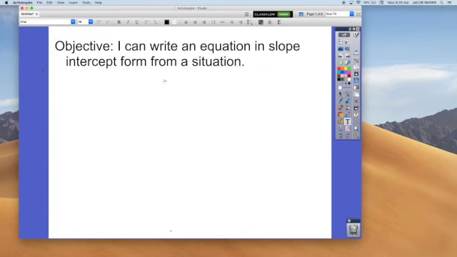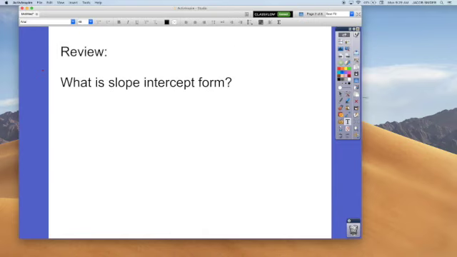Okay, so what we're going to do today is we've worked a lot last week with graphing and equations, right? With slope-intercept form. Today we're going to look at situations. And then tomorrow we're going to work on putting those situations onto a graph, okay? So with that being said, here we go. Let's just kind of review where we were last week.